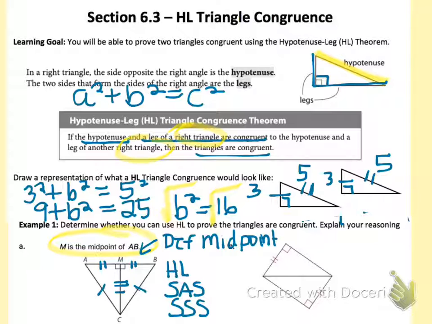Let's see, example B. This one's a pretty straightforward one. Again, they've got a pair of legs marked congruent, and then they have the hypotenuse that they share. So this again would be the HL congruence theorem. Real cut and dried on this one.